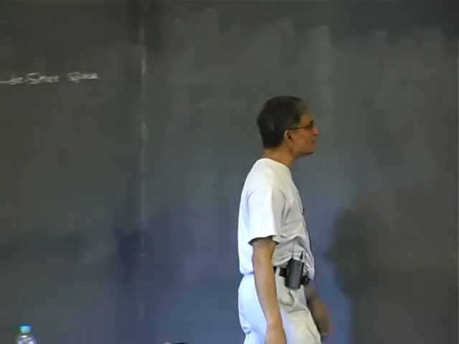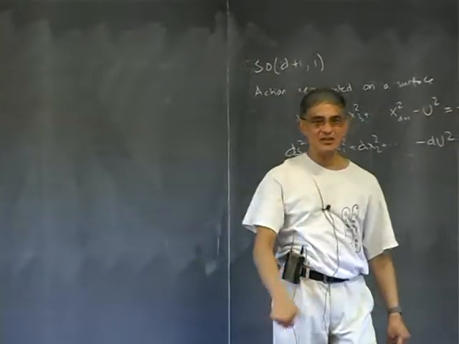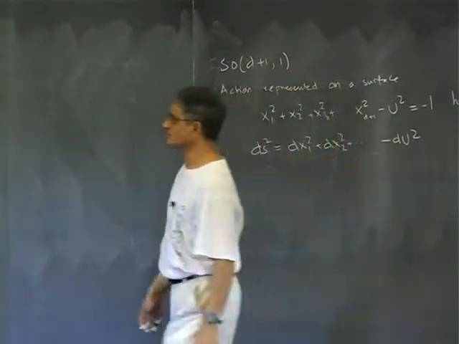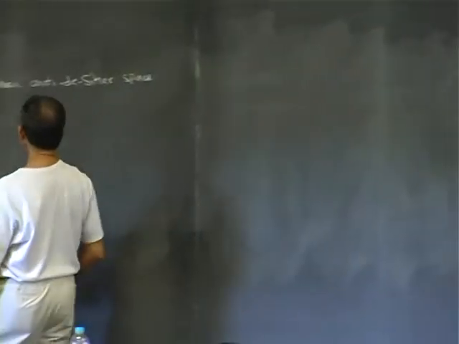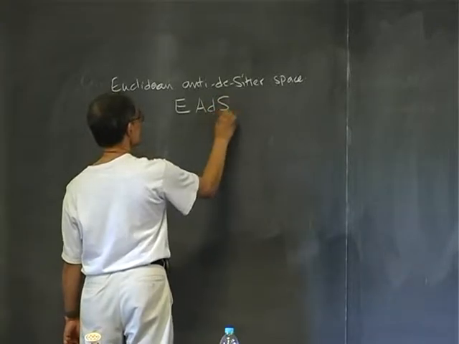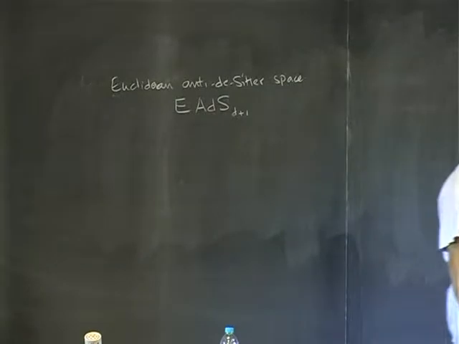What is the dimensionality of this space? You had d plus 2 coordinates, you have one condition, so therefore there are d plus 1 independent coordinates. So this has a notation, E for Euclidean, and it looks like AdS d plus 1. Sometimes, for this lecture, I'll forget about the E and just write AdS d plus 1. Okay.